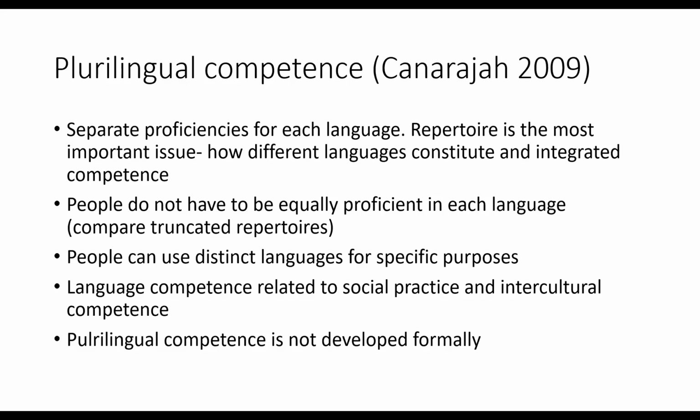Plurilingual competence, as a result, is not developed formally, it's developed informally, it's developed in the families. It's not something you learn in school. And that's why you might not have the same level of proficiency. That's why you might only be able to talk about a very limited range of topics in one language.